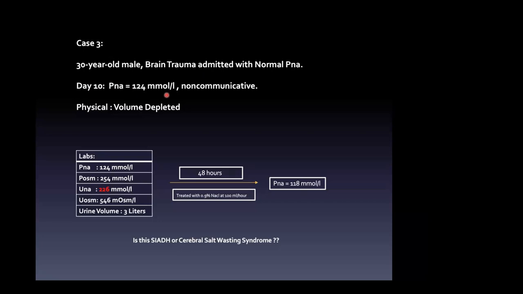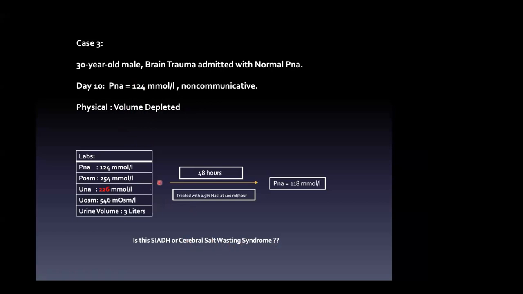Now, why do I say cerebral salt wasting? Number one, you see the patient has a plasma sodium of 124. You see that he has a true hyponatremia because his plasma osmolarity is low. You see that his urine osmolarity is 546. The 546 means two things. There is ADH on board. Now, ADH, as I told you, can be stimulated by volume depletion or if the patient is euvolemic. Now, because this patient is volume depleted, my diagnosis moved more towards cerebral salt wasting syndrome.